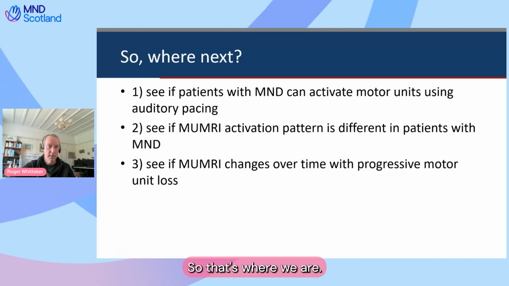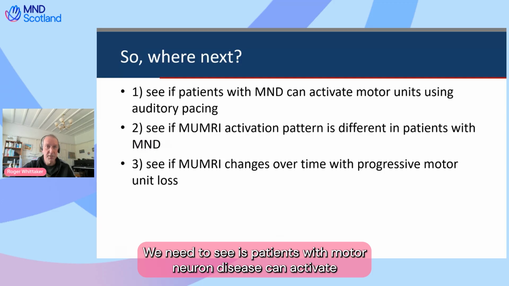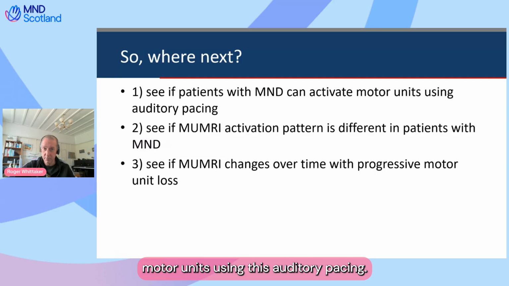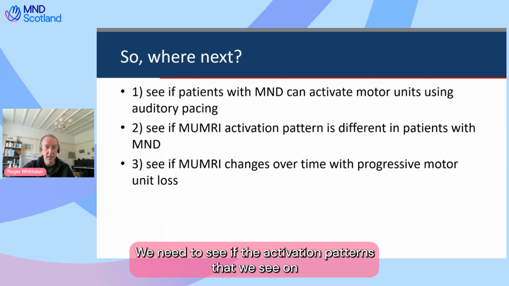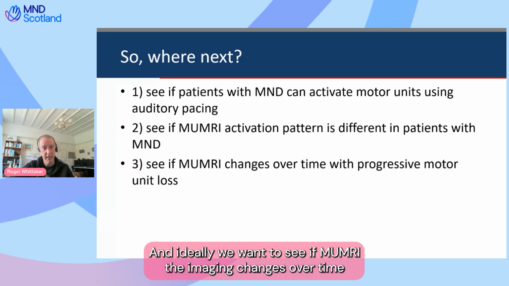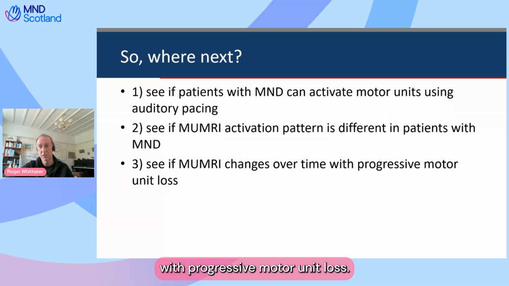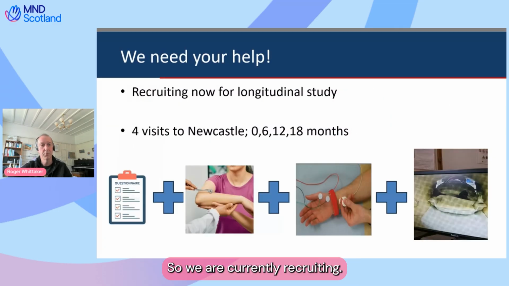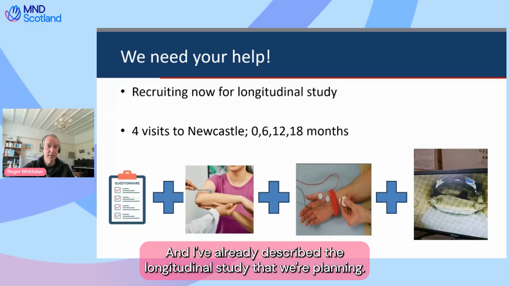So that's where we are. We need to see if patients with motor neuron disease can activate motor units using this auditory pacing. We need to see if the activation patterns that we see on our images are different in patients to the healthy controls. And ideally, we want to see if MRI, the imaging, changes over time with progressive motor unit loss. So we are currently recruiting, and I've already described the longitudinal study that we're planning.